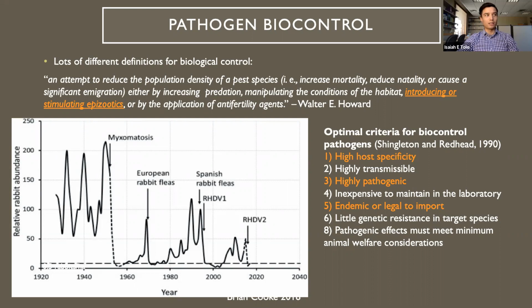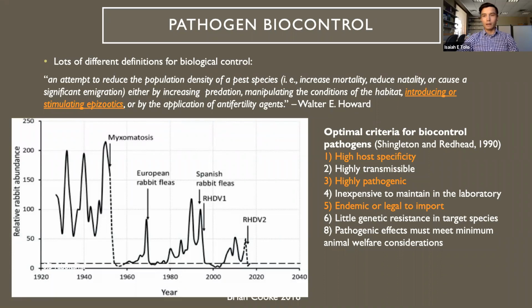Pathogen biocontrol falls into this definition by basically trying to reduce the density of a pest species by introducing a pathogen or stimulating naturally occurring epizootics. So you can either put a pathogen in there that's never been there before, or you can find something that's present in the system and try to augment it.